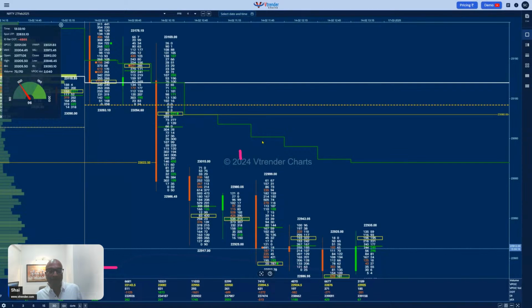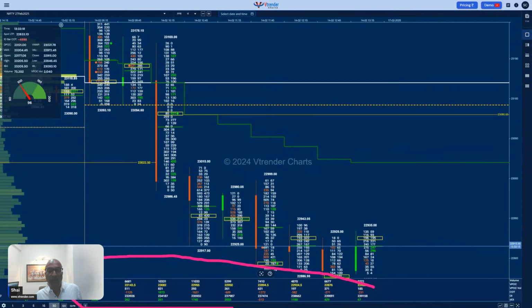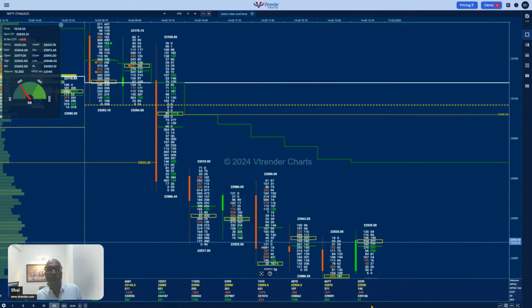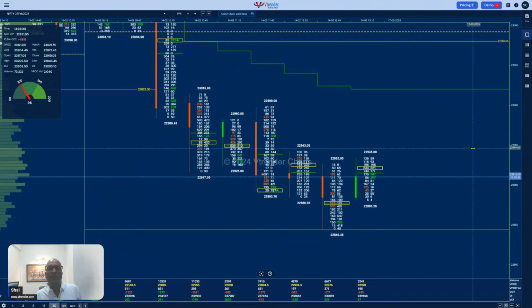So currently we are not seeing any initiative selling, but there is no evidence of demand coming into the market to arrest the slide which is happening. So just to bring all of this together, we are working with a number of parameters, and all those parameters are built on the equation between demand and supply, buyers and sellers.